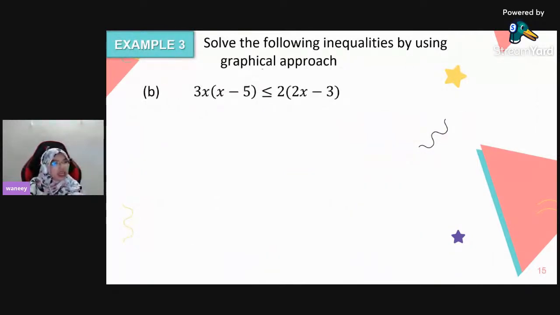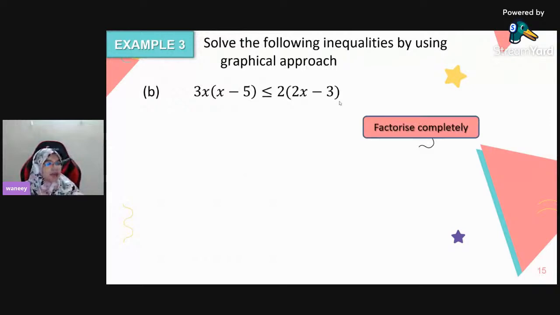Okay, so 3x multiplied by x minus 5 less than or equal to 2, 2x minus 3. So we couldn't really see if it is quadratic, linear or whatever that is. Therefore, rearrange everything first. Expand, rearrange first so that we can easily see what is the highest power.